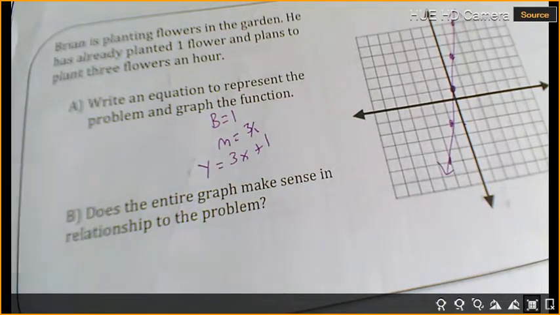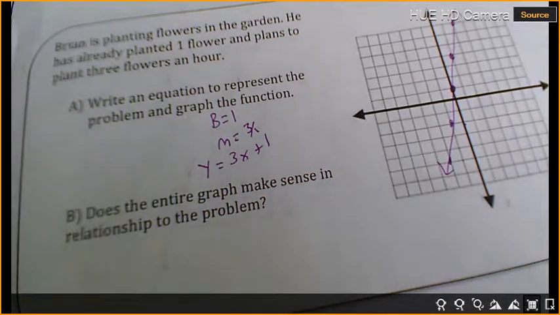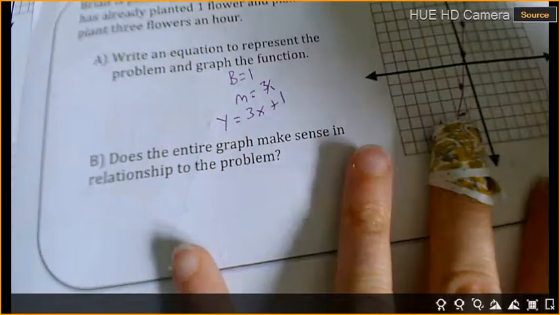Okay, does the entire graph make sense? Yeah. Let me ask you a question then, more specific. Miss Murphy speaking. Sure. Yep, bye.